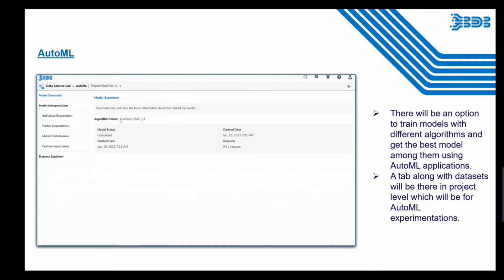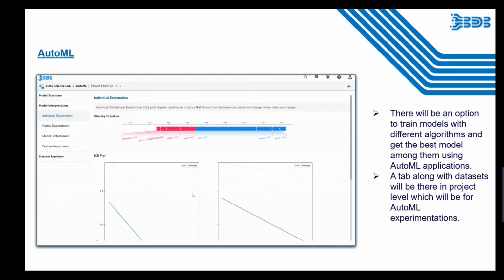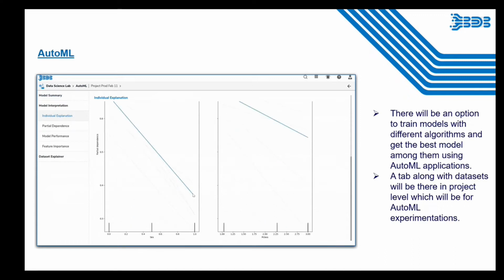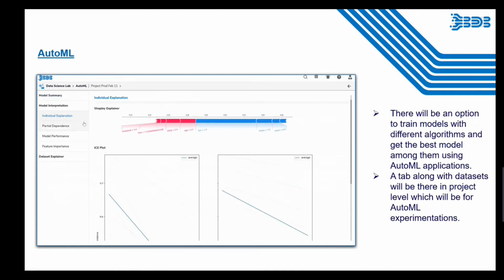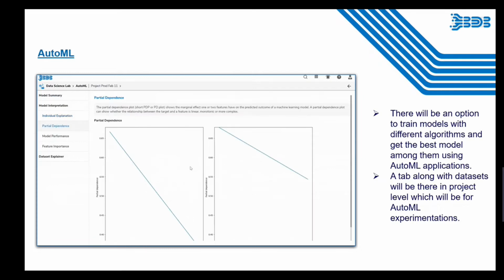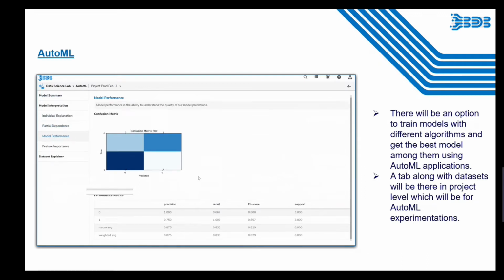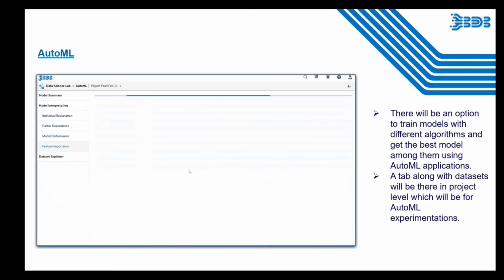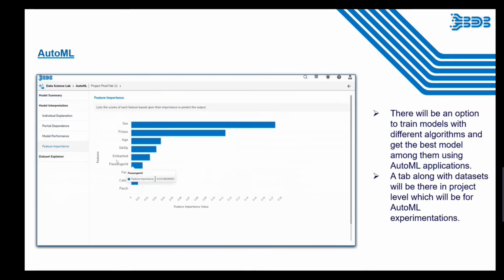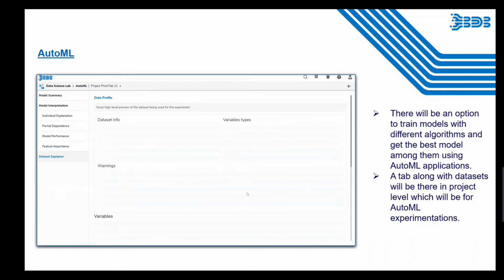We can click on the explanation, and this will give us a summary for the overall performance of the model. For example, we can give the individual explanation using ICE plots, then partial dependence plots. We also give the model performance using confusion matrix and performance metrics. And we also mention the feature importance, the features that were used or the features that contributed towards the prediction of the accuracy.